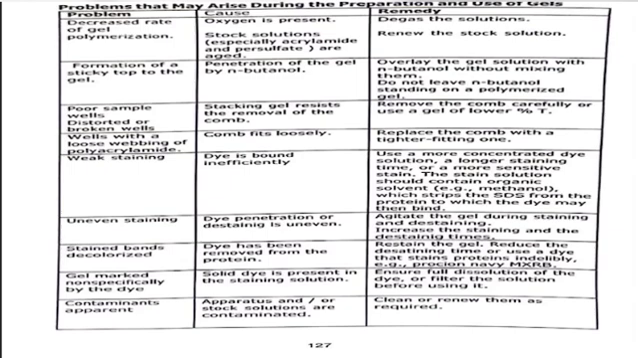Problem: uneven staining. Cause: dye penetration or destaining is uneven. Remedy: agitate the gel during staining and destaining. Increase the staining and destaining time. Problem: stained bands decolorized. Cause: dye has been removed from the protein. Remedy: restain the gel, reduce the destaining time, or use a dye that stains protein indelibly, e.g. Protein Navy MXRB. Problem: gel marked non-specifically by the dye. Cause: solid dye is present in the staining solution. Remedy: ensure full dissolution of the dye or filter the solution before using it. Problem: contaminants apparent. Cause: apparatus and/or stock solutions are contaminated. Remedy: clean or renew them as required.